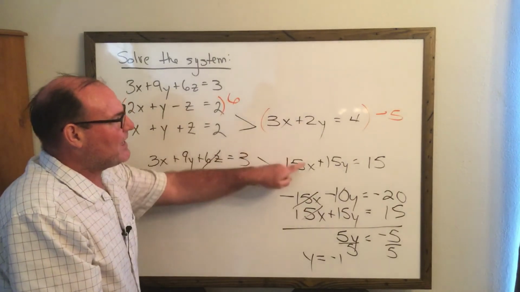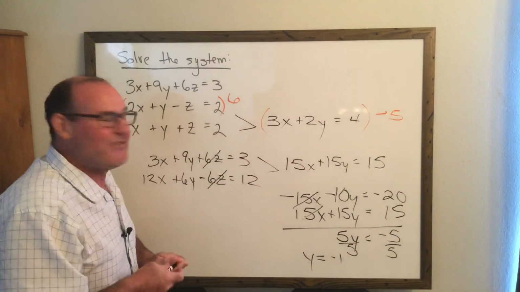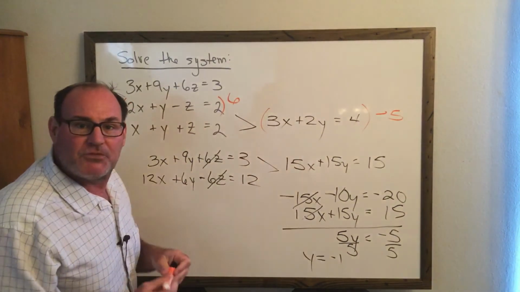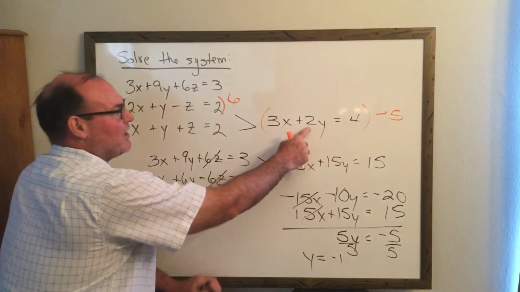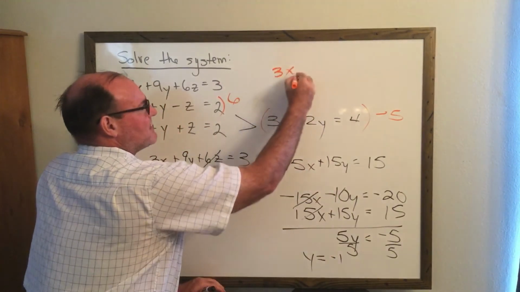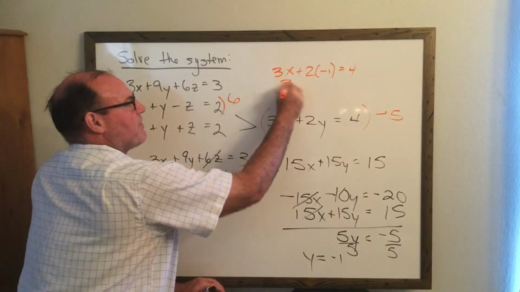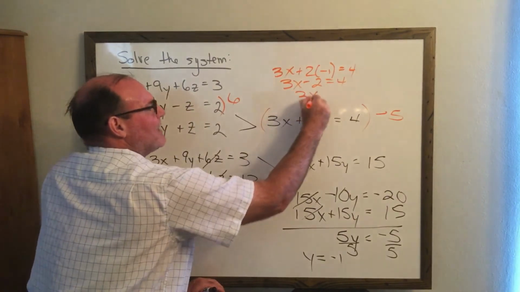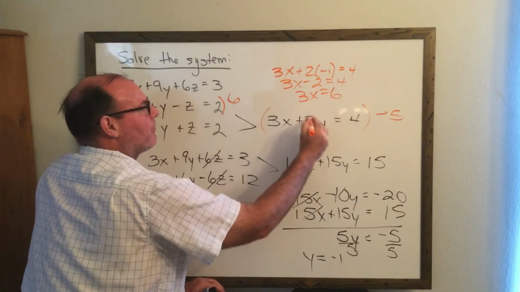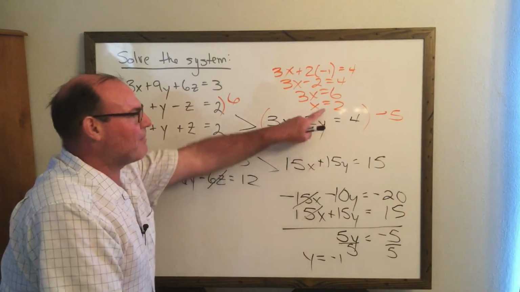Now I'm going to go back here to the middle where I have the two equations and two variables. I'm going to pick one of them. It does not matter at all to figure out the next. So I'm going to take the y as negative 1, and I'm going to put it in right here. So I have 3x plus 2 times negative 1 equals 4. That's 3x minus 2 equals 4. When I add the 2 over, I get 3x equals 6. Divide by 3, and x is equal to 2. So I've got my y value. I've got my x value.